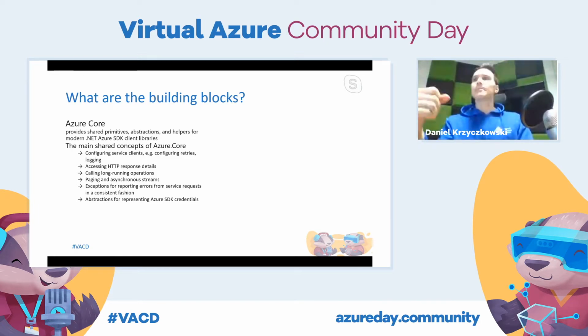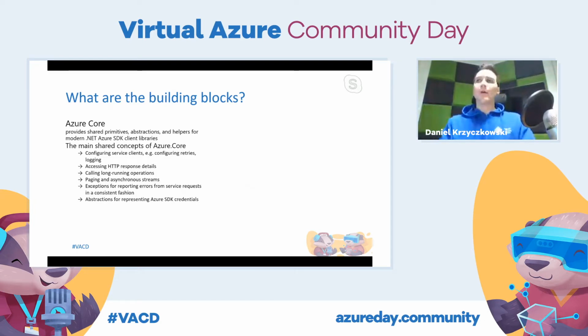And the main shared concepts of Azure Core are related with some cool features like configuration of service clients, so we can configure retries. So if my request failed when connecting to the Azure Blob Storage, I can easily retry this request either after some period, after 2 seconds, for instance, or in the exponential backoff way. So I will retry the connection after 2 seconds, then after 4 seconds, and then after 8 seconds.